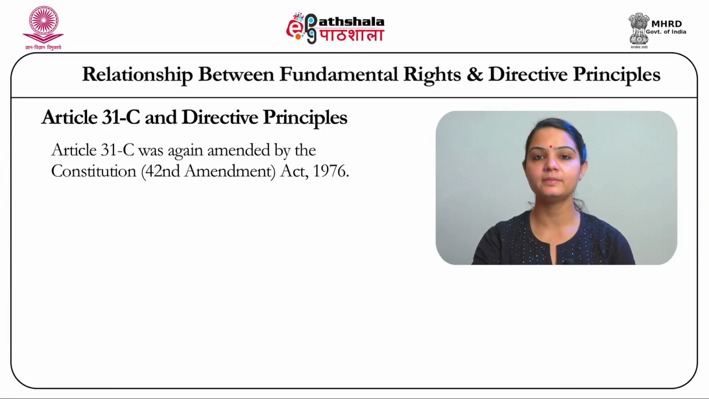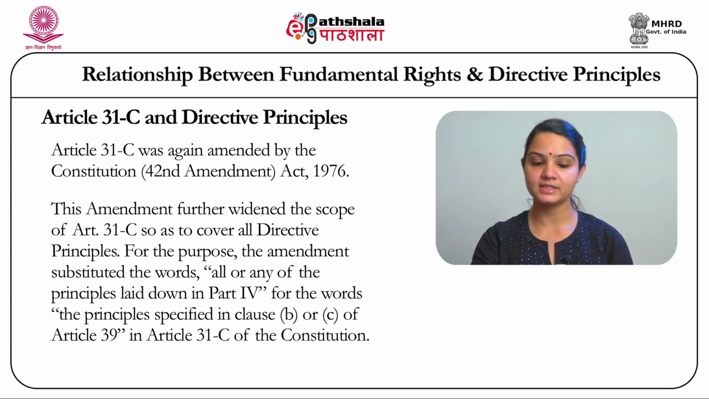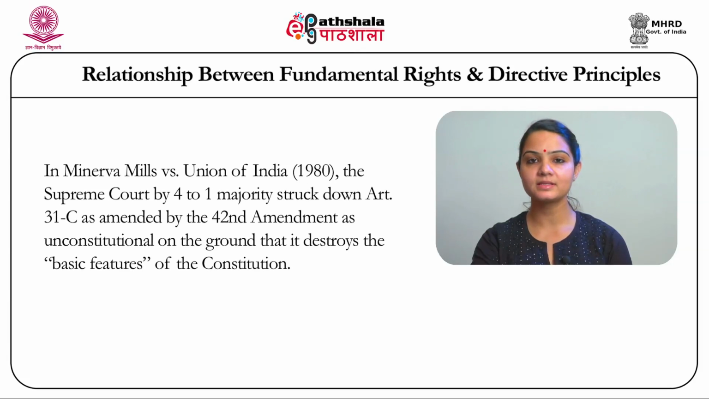Article 31C was again amended by the Constitution 42nd Amendment Act 1976. The amendment further widened the scope of Article 31C so as to cover all the directives. For the purpose, the amendment substituted the words "all or any of the principles contained in Part 4" for the words "the principles specified in clauses B and C of Article 39". Therefore, now the 42nd Amendment Act gave primacy to all the directive principles over the fundamental rights enshrined in Articles 14, 19 and 31. Now, this had to be called in question somewhere. So, in Minerva Mills versus Union of India, the Supreme Court by 4-1 majority struck down Article 31C as amended by the 42nd Amendment Act as unconstitutional.